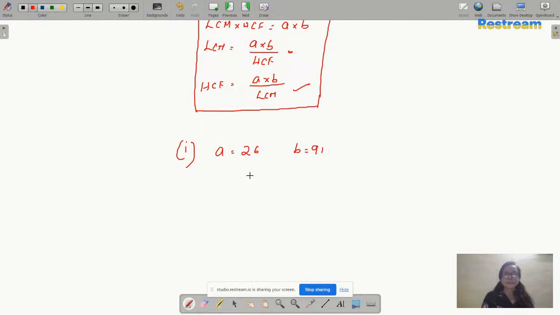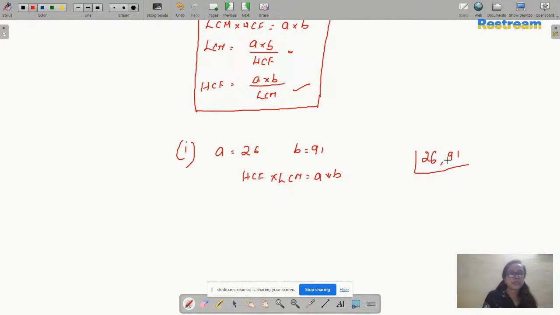So 26 and 91. First we have to prove that HCF into LCM is equal to the product of two numbers, A into B. This is the relationship. Okay. HCF into LCM is equal to the product of two numbers. First we will take 26. Two methods are there. You can do it like this also, 26, 91. This method you can follow.